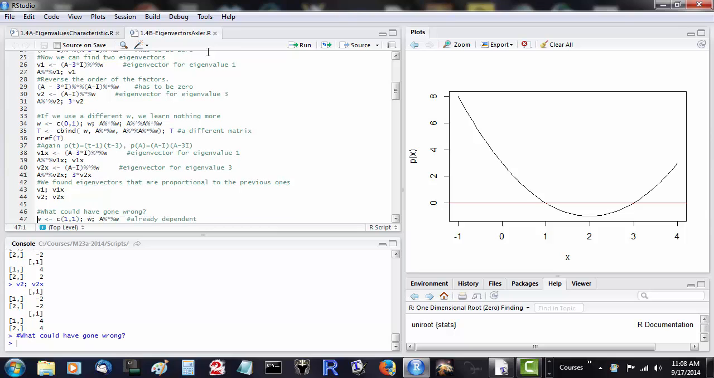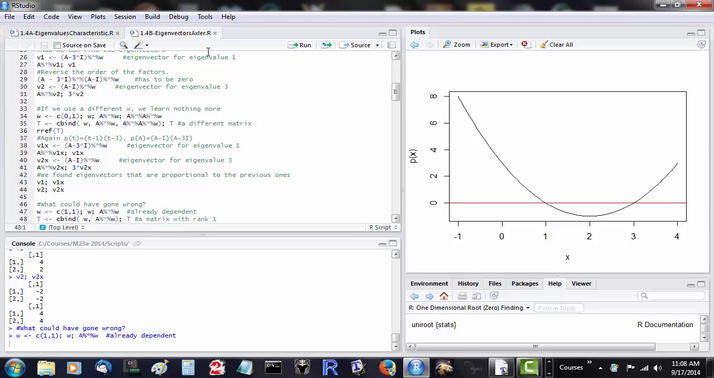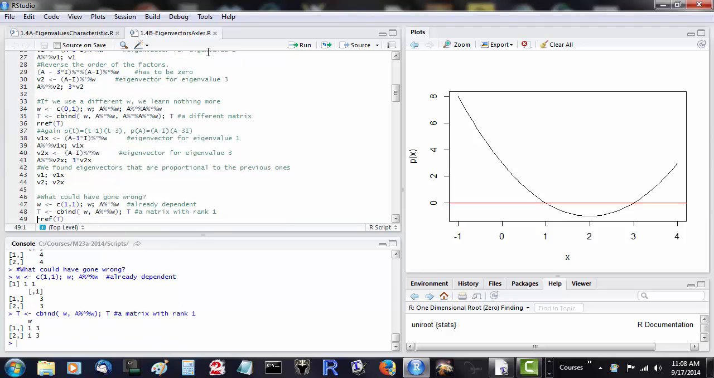Now let's think about how this process could fail to find all the eigenvectors in one fell swoop. Suppose I start with the vector 1, 1. You may already have noticed that that is one of the eigenvectors, and you say, what a clever choice. You're going to find an eigenvector right off the bat, Paul. Indeed, when I calculate A times W, I discover I already have two linearly independent vectors. I bind them together into a matrix.